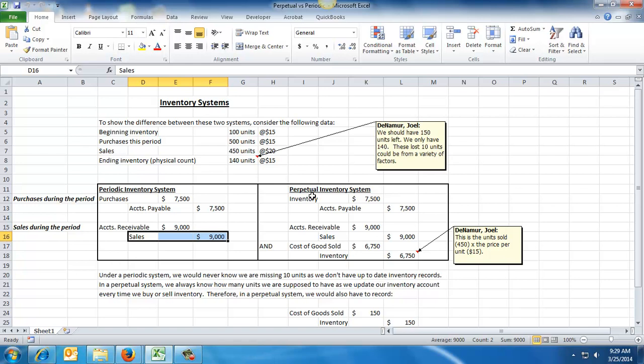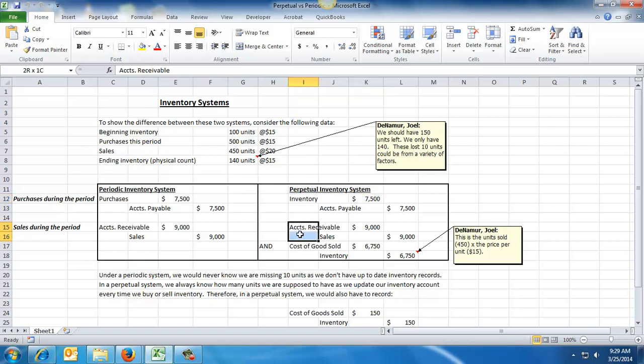In a perpetual system, we will start off with our purchase of debiting inventory instead of purchases for $7,500. We will then credit accounts payable for $7,500. In the perpetual system, we always use the inventory account every time we buy and sell inventory, so we keep an up-to-date record of how many units we should have at all times and how much money we should have in inventory based on this account balance.